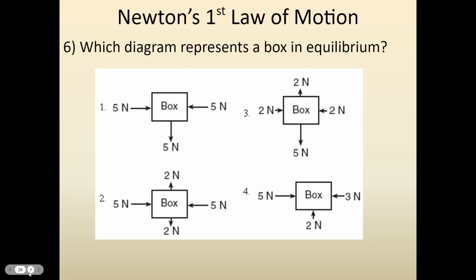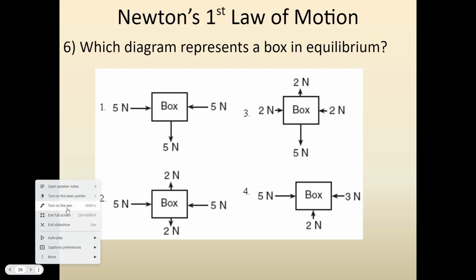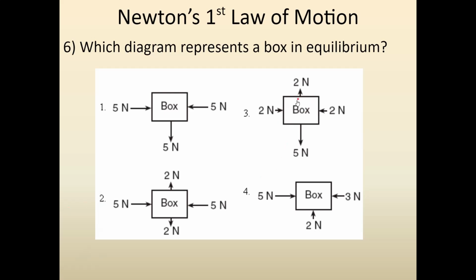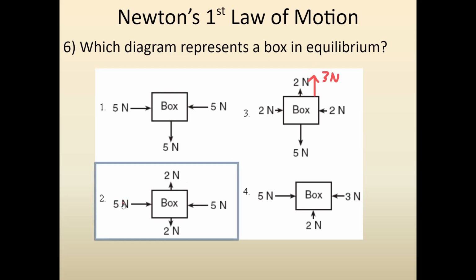For example, if I slightly change this so that instead of having just a single 2 newtons going up, I also had a 3 newton force going up, then this object would be in equilibrium because the forces going up are balancing the forces going down. And the forces going to the right are balancing the forces going to the left. So again, the forces don't have to all be equal, they have to balance out.